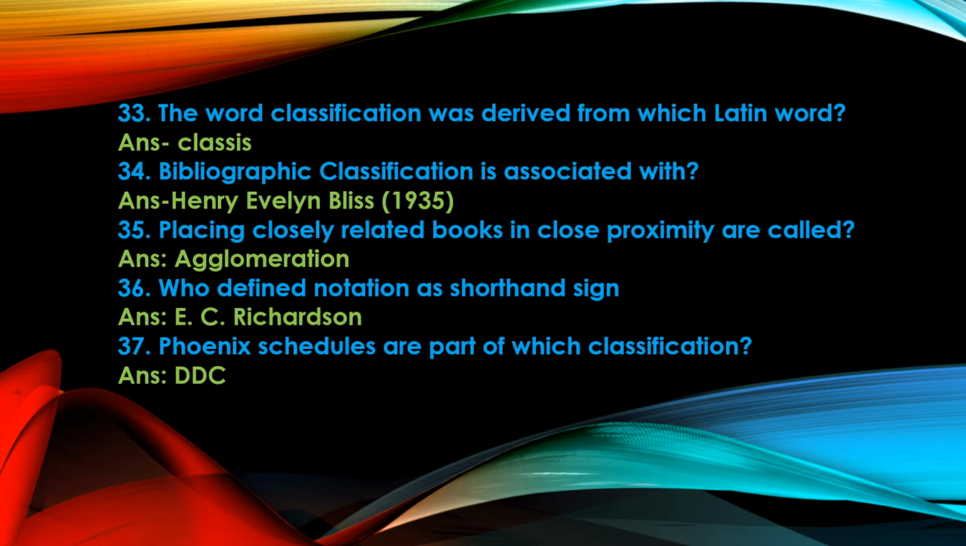Bibliographic classification is associated with Henry Evelyn Bliss, 1935. Placing closely related books in close proximity is called agglomeration. Who defined the notation as shorthand sign? E.C. Richardson. Phoenix schedules are part of which classification? DDC.